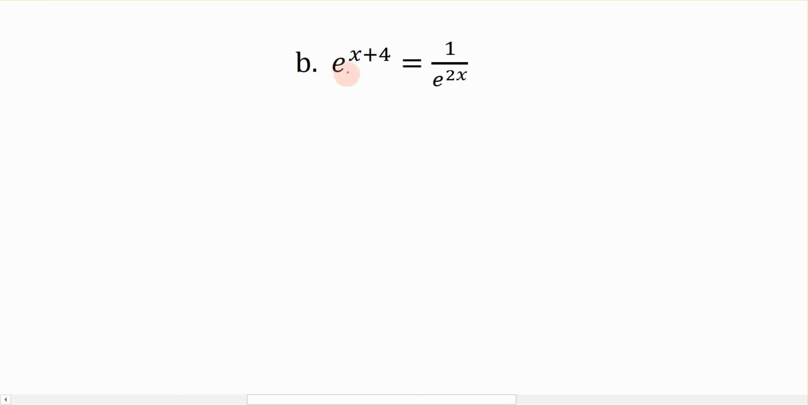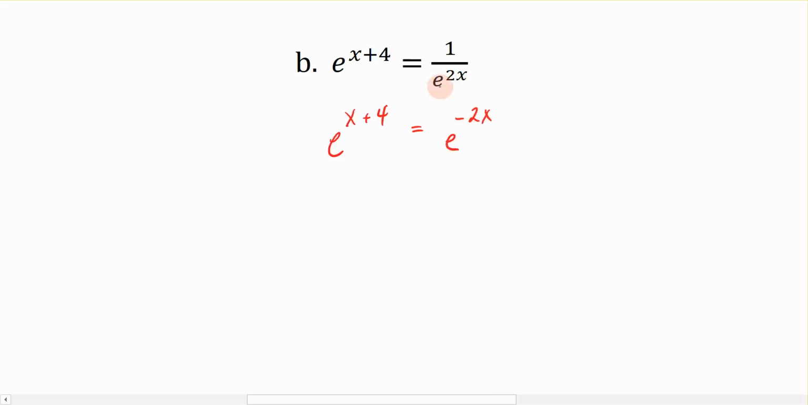Here I have the example e to the x plus 4 equals 1 over e to the 2x. So the left-hand side over here is already written as a base raised to some power, and I'm going to use that idea to be able to write the right-hand side as a base e. So we're going to take this e to the x plus 4. Now, in order to apply my one-to-one property, the bases on both sides of my equal sign need to be up in what I would call the numerator position. So I am going to use the negative exponent rule to rewrite this as e to the negative 2x.